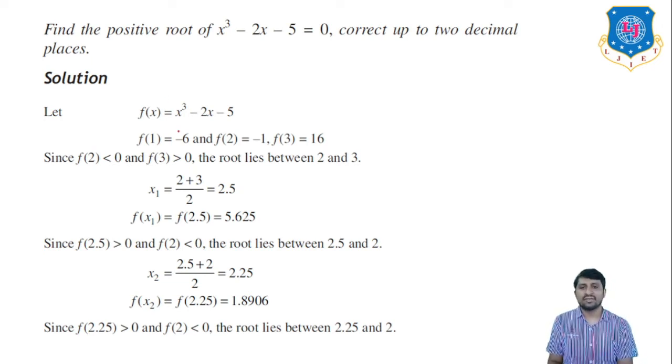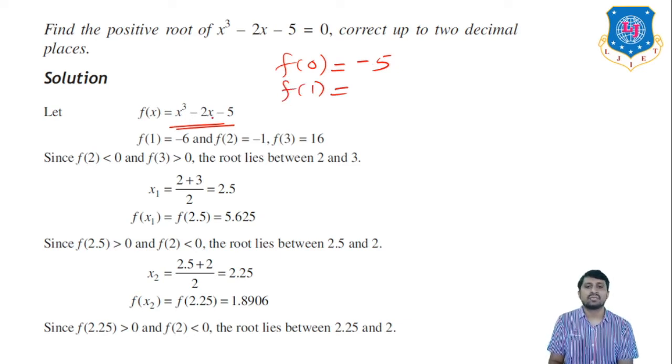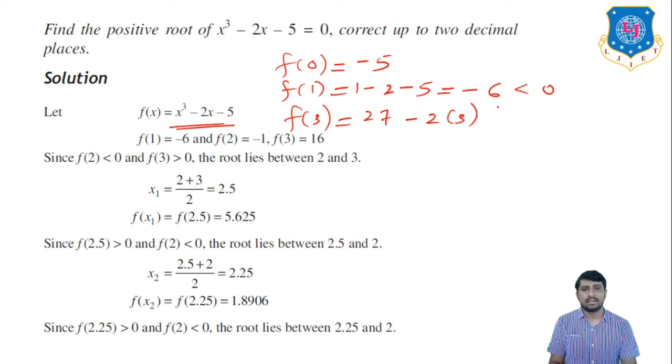Now what is your f of x? f of x is x cube minus 2x minus 5. Randomly we take 0, 1, 2, 3 instead of x. So f of 0 is minus 5. f of 1: instead of x take 1, so 1 minus 2 minus 5, that is minus 6, less than 0. f of 3: 3 cube is 27, minus 2 into 3, and minus 5. So 27 minus 6 is 21, minus 5, so that is 16, greater than 0.